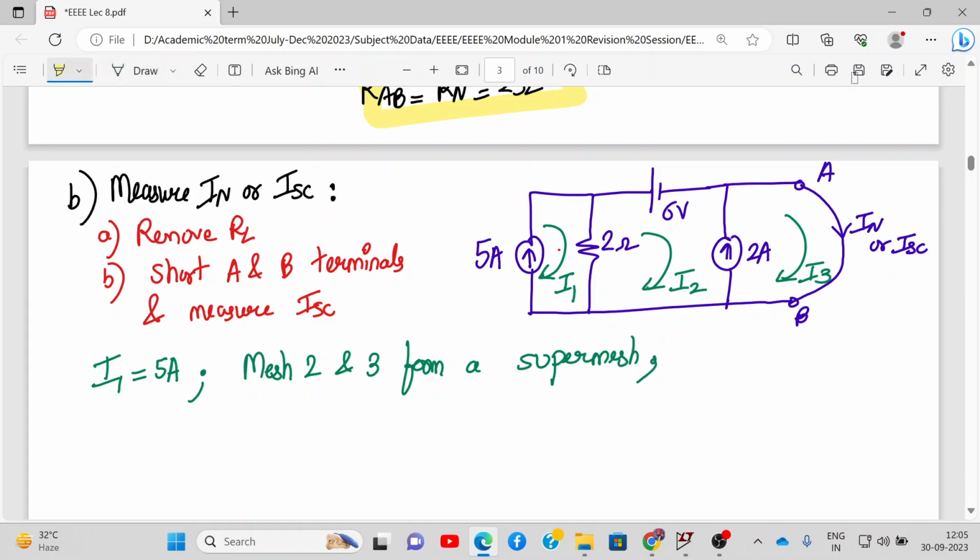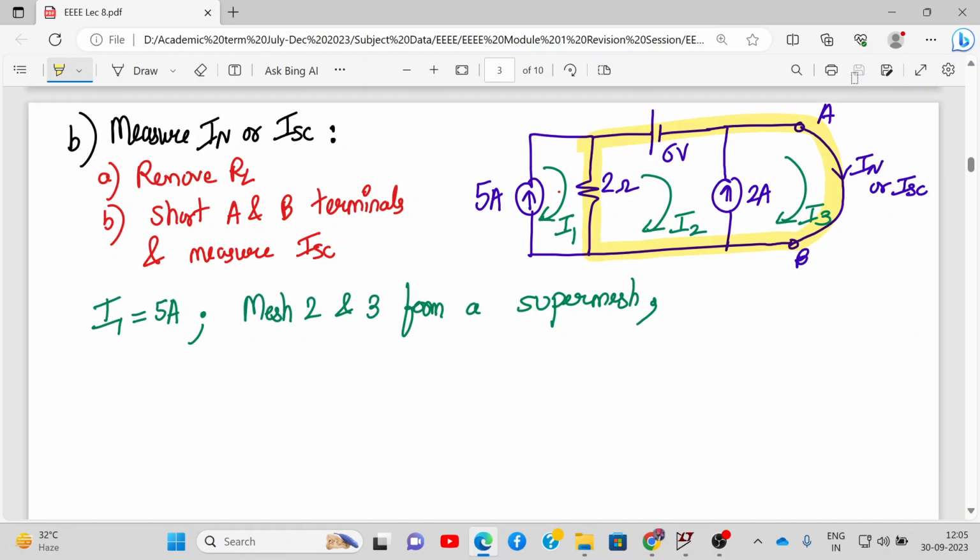Alright, so now we have to apply KVL across the supermesh. This is the supermesh that we have. Let's first write down the current equation, because the 2 ampere source is common between mesh 2 and mesh 3. We get I3 minus I2 is equal to 2 ampere. Let's call this equation number 1. Again, I1 is already given as 5 amperes. And why I3 minus I2? Because I3 is in the same direction as the 2 ampere current source. So we have I3 minus I2 is equal to 2 amperes.